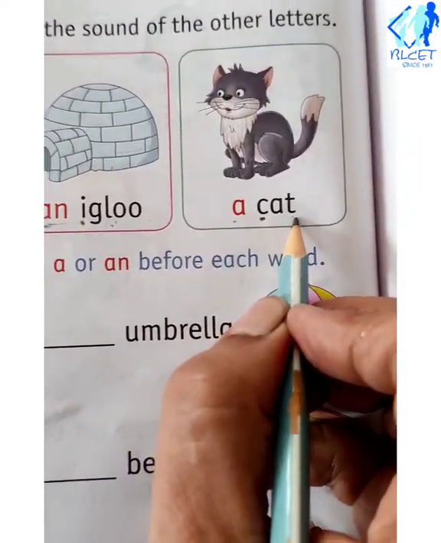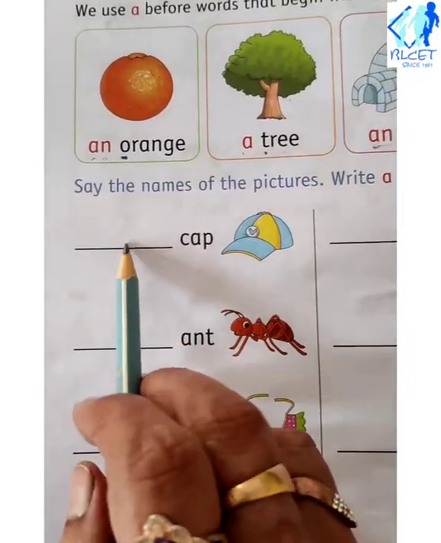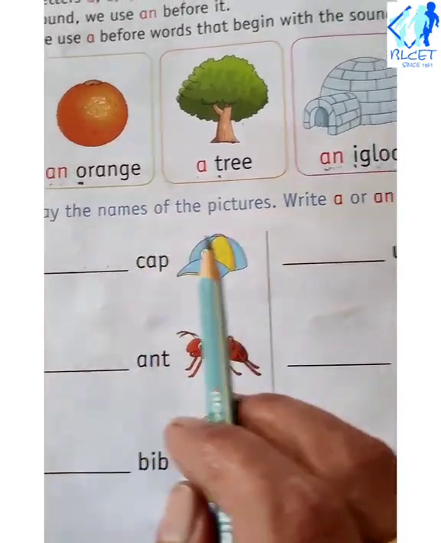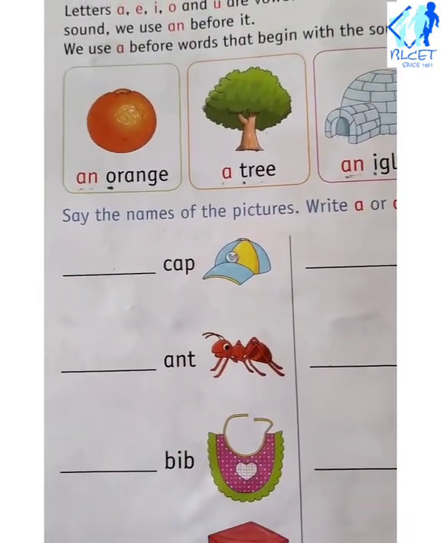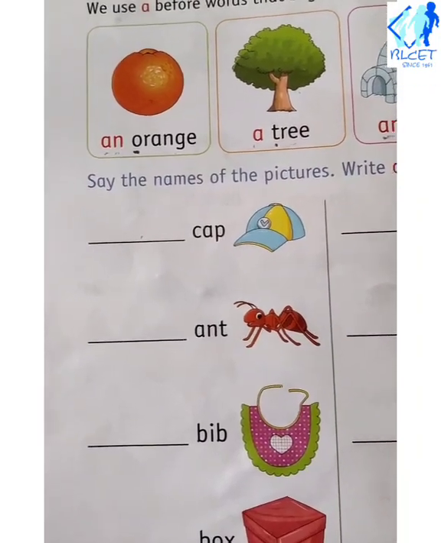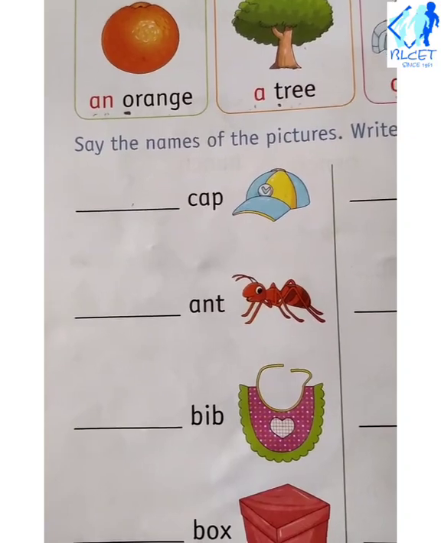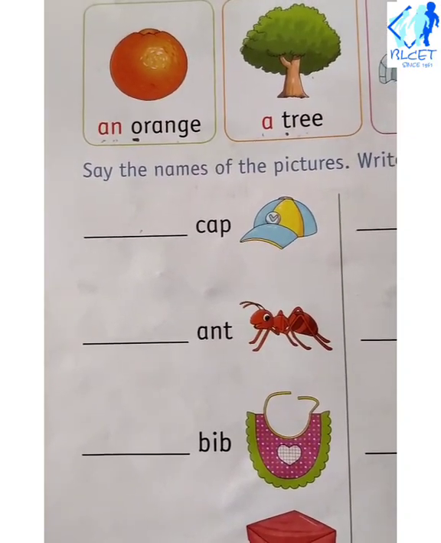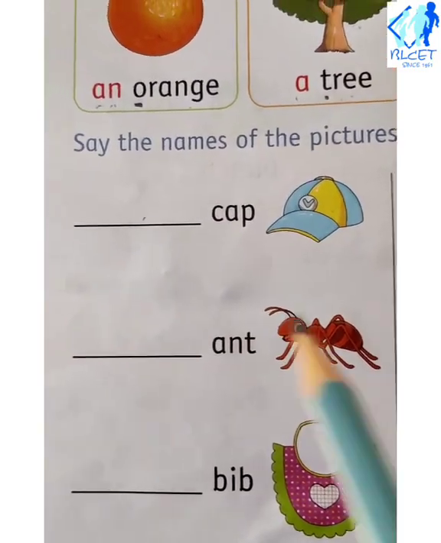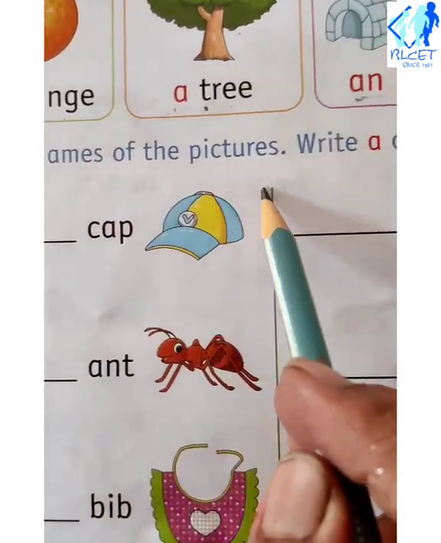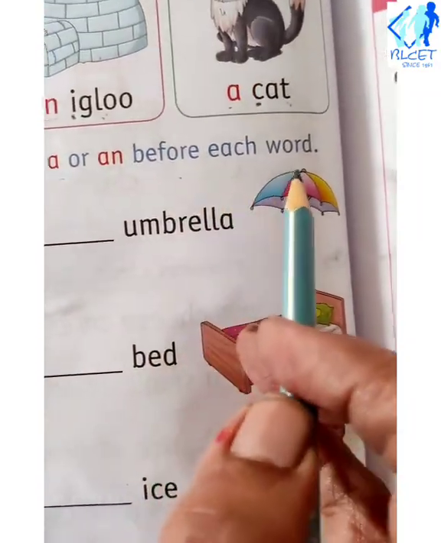A cat. Now Madam is going to show you one example of a and one example of an. And the rest of the page you have to do on your own. Okay, children? So do it carefully. And for doing it carefully, what you have to do? You have to listen carefully. Say the names of the pictures and then write a or an before each word.